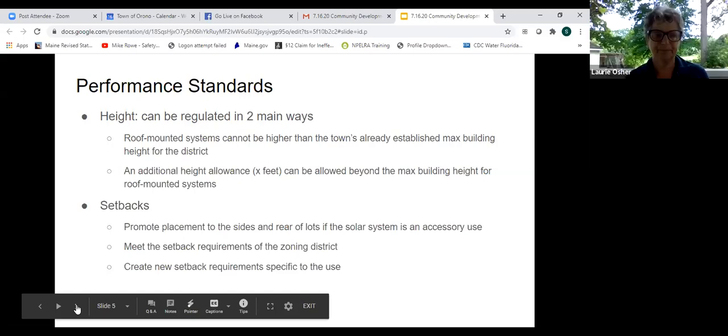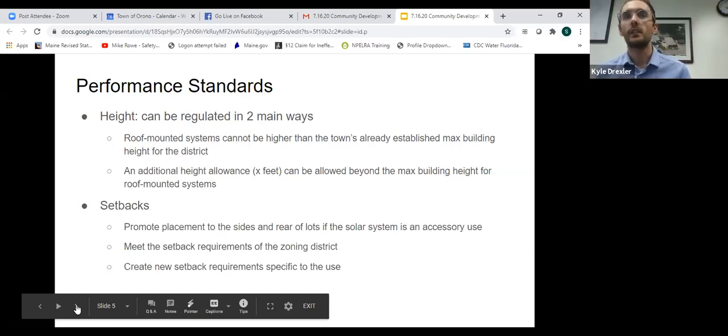Thank you. Sure. So after defining the use, saying what zoning districts they're allowed in, and the type of review that each use would have to go through, the next step is really to look at the performance standards, which are the criteria on which all these projects would be reviewed.